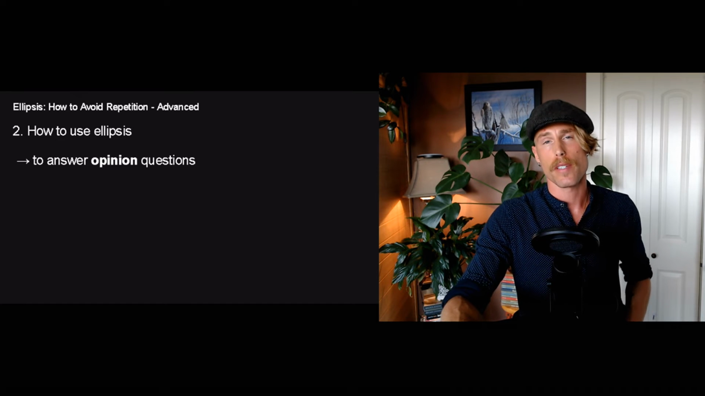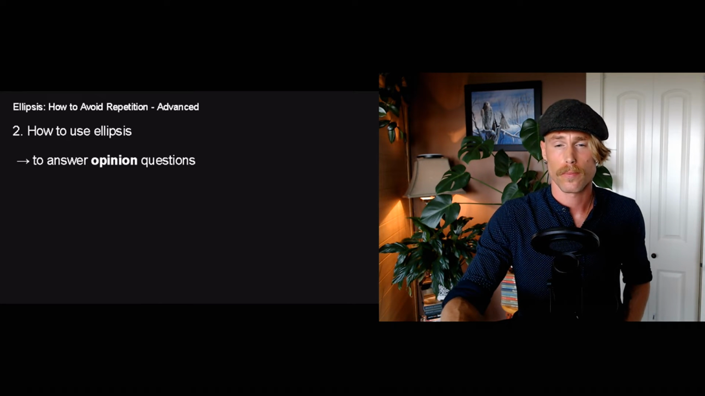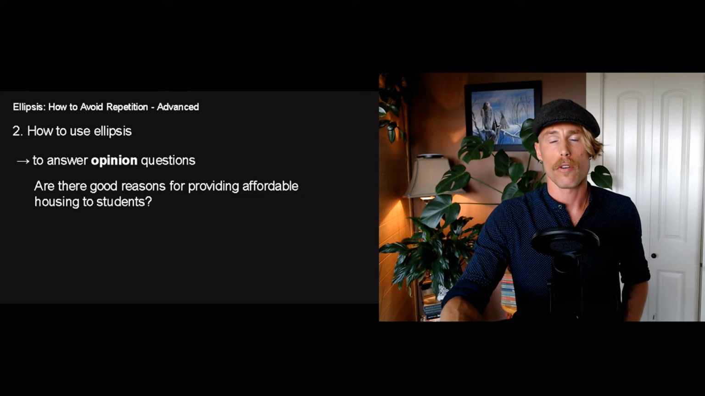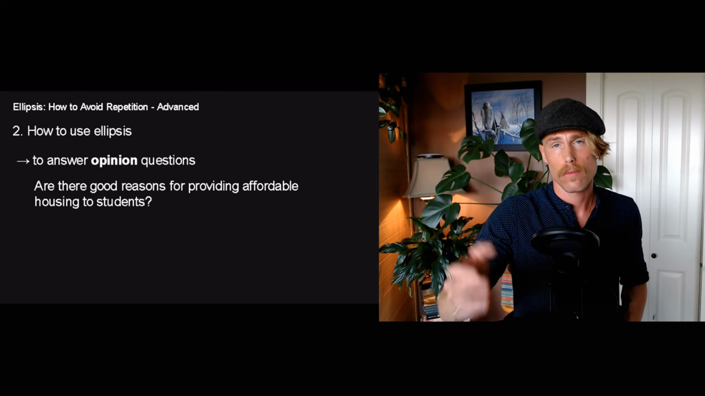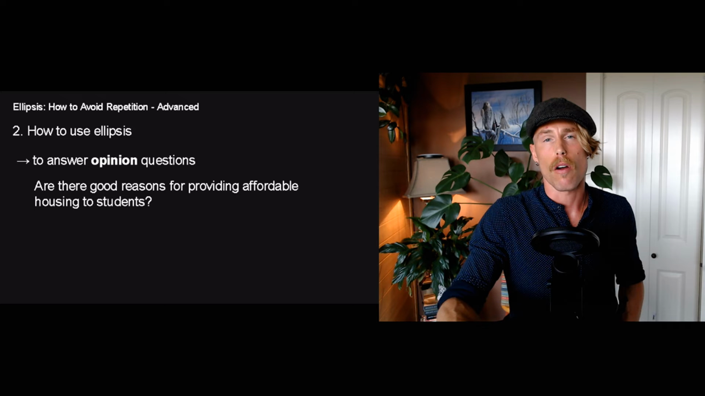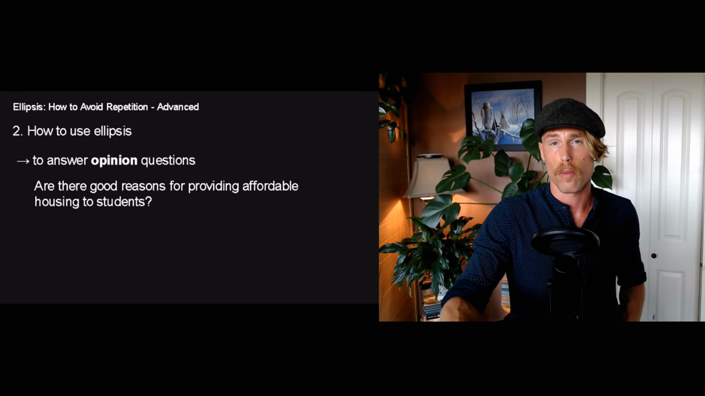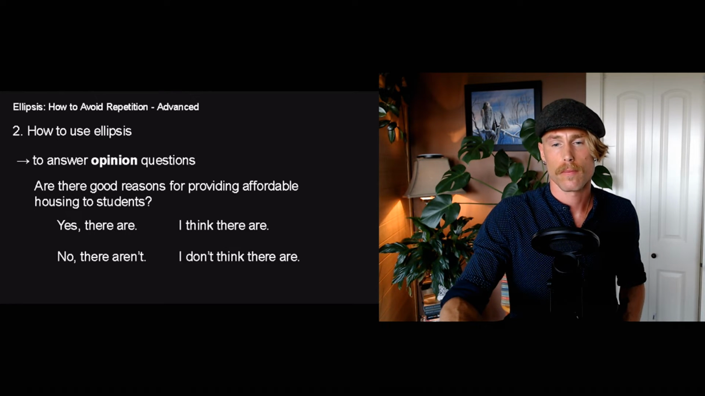Okay, we also use ellipsis to answer opinion questions. For example, are there good reasons for providing affordable housing to students? What do you think? What's your opinion? Are there reasons for providing affordable housing to students? Yes, there are. No, there aren't. I think there are. I don't think there are.